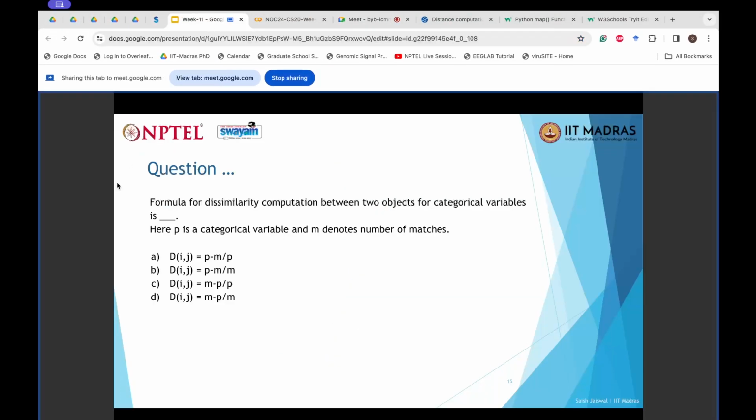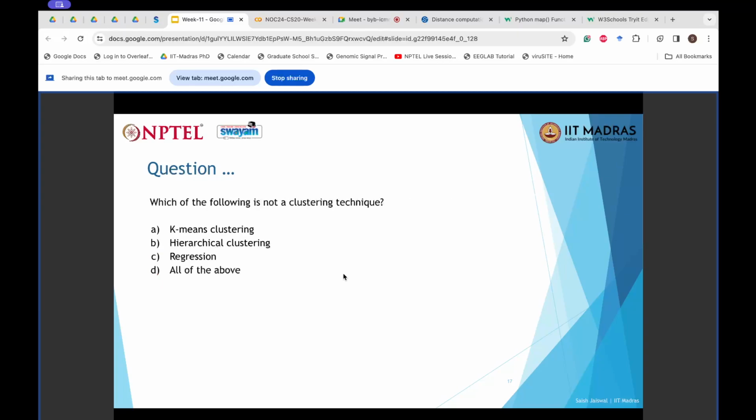Okay, I'll just go to the answer. So it's (p minus m) by p, as we discussed earlier. m denotes the number of matches, so p minus m will represent mismatches, and mismatches upon the total number of categorical variables will give you the dissimilarity value between the categorical variables. So I'll skip that part.